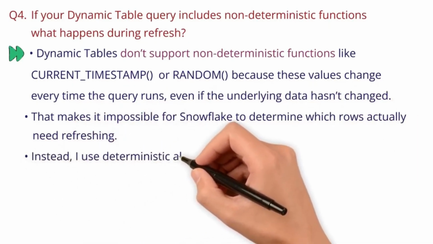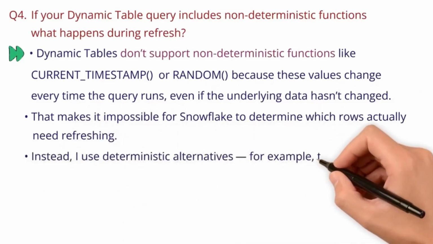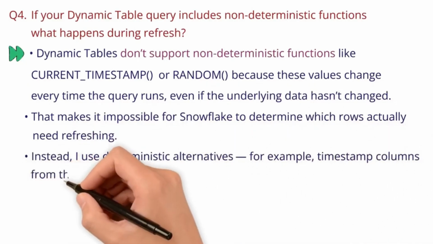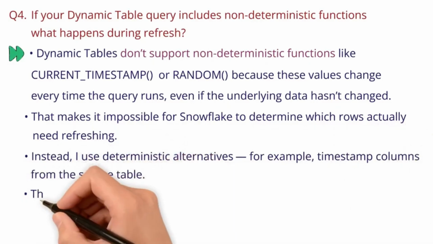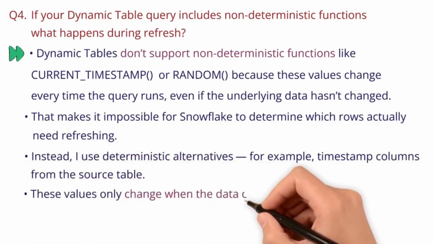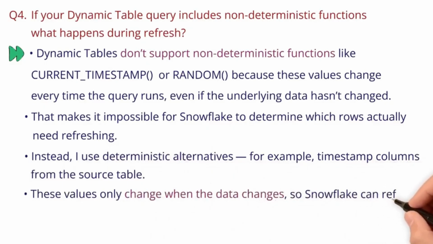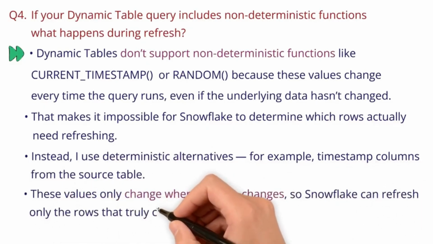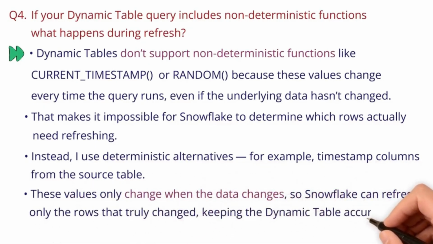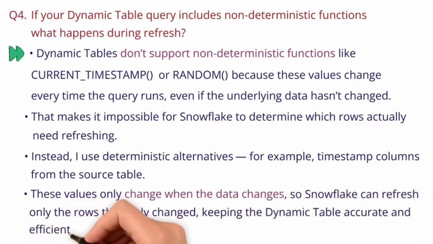Instead, I use deterministic alternatives, for example, timestamp columns from the source table. These values only change when the data changes. So Snowflake can refresh only the rows that truly changed, keeping the dynamic table accurate and efficient.